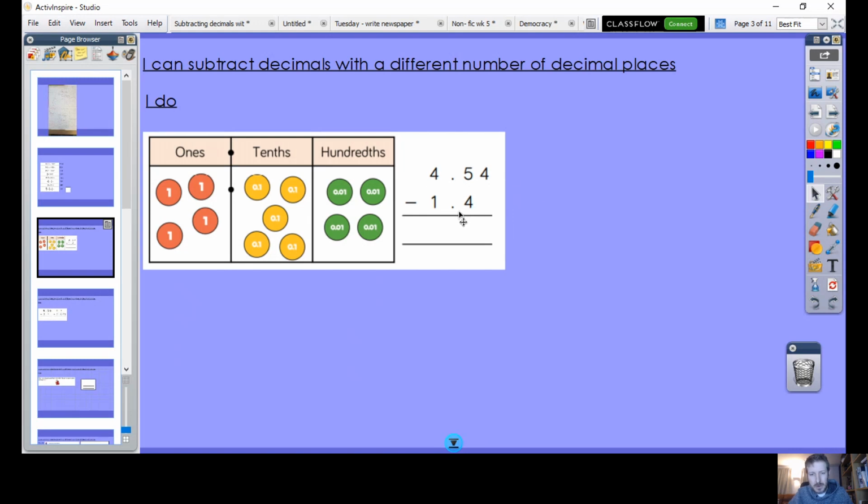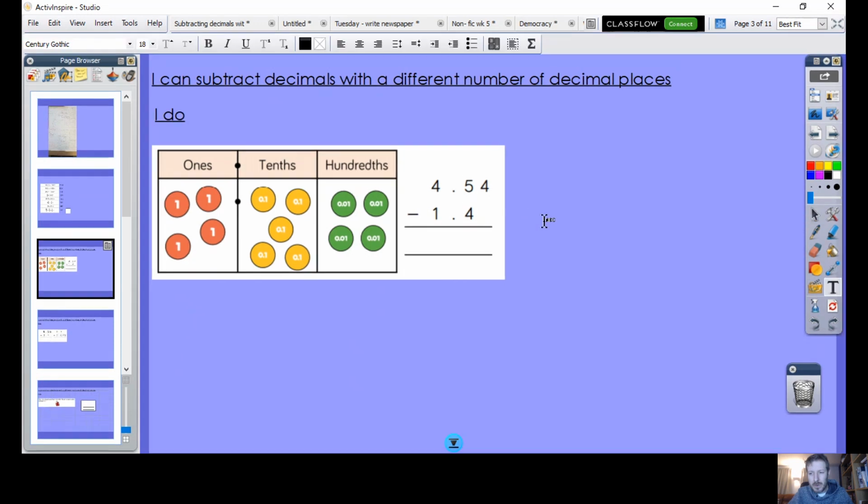So with this one, we've got 4.54 take away 1.4. So the key thing we need to think about here is what is going on in the hundredths here. So when we've got our 1.4, yesterday we thought about having a placeholder that we could add onto the number to help us. This doesn't change the number. This is still 1.4. It's not anything else other than 1.4. So then we can go ahead and complete the subtraction.